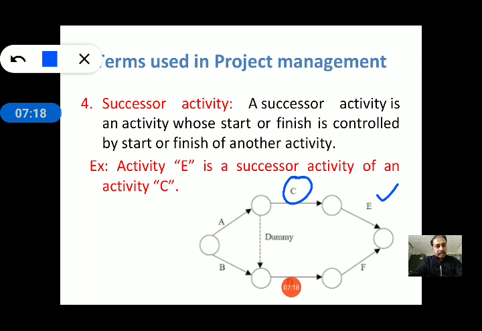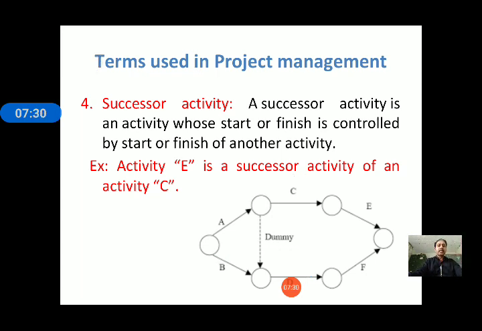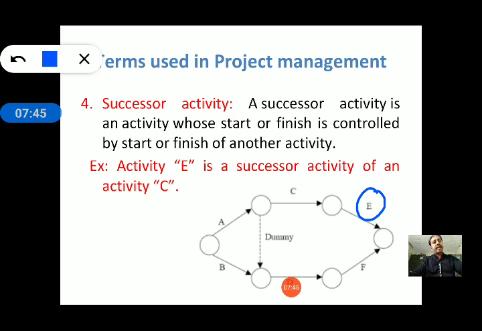Now if we consider activity B, activity D is the successor activity of activity B. So a successor activity is the activity which will start after completion of that particular activity. Activity C is the successor activity of activity A.